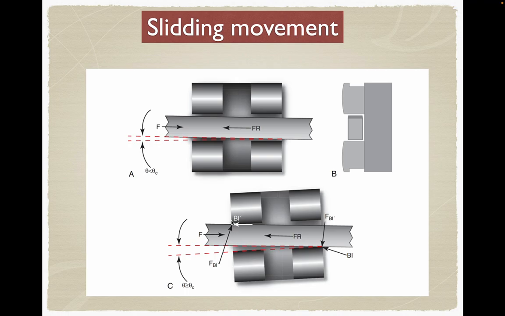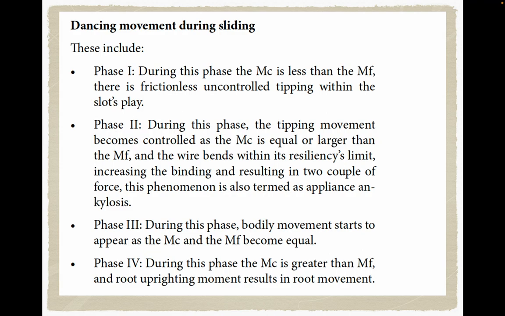And then we have two couple forces that will result in the sliding movement of the tooth. Okay, and we're going to have binding, as we mentioned in the lecture on resistance to sliding, and then it will stop. So the tooth will jump again from the binding: uprighting and tipping, uprighting and tipping again. If you divide it into stages, we have phase 1. During this phase, the counter moment is less than the moment of the force, because we don't have a couple force. So the tooth will have uncontrolled tipping because of the slot play.